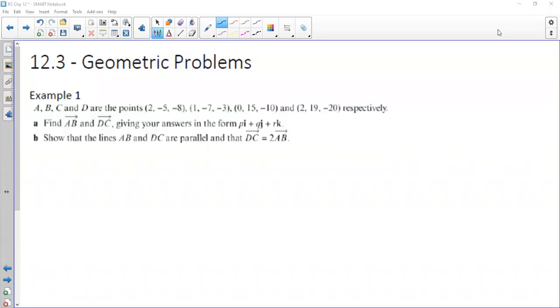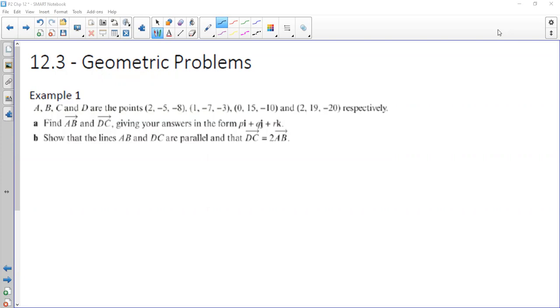So this 12.3, we look at vectors with the geometric problems. So there are no notes for this part because there's no one rule that fits all problems in here. We just have to play it by ear for every question.